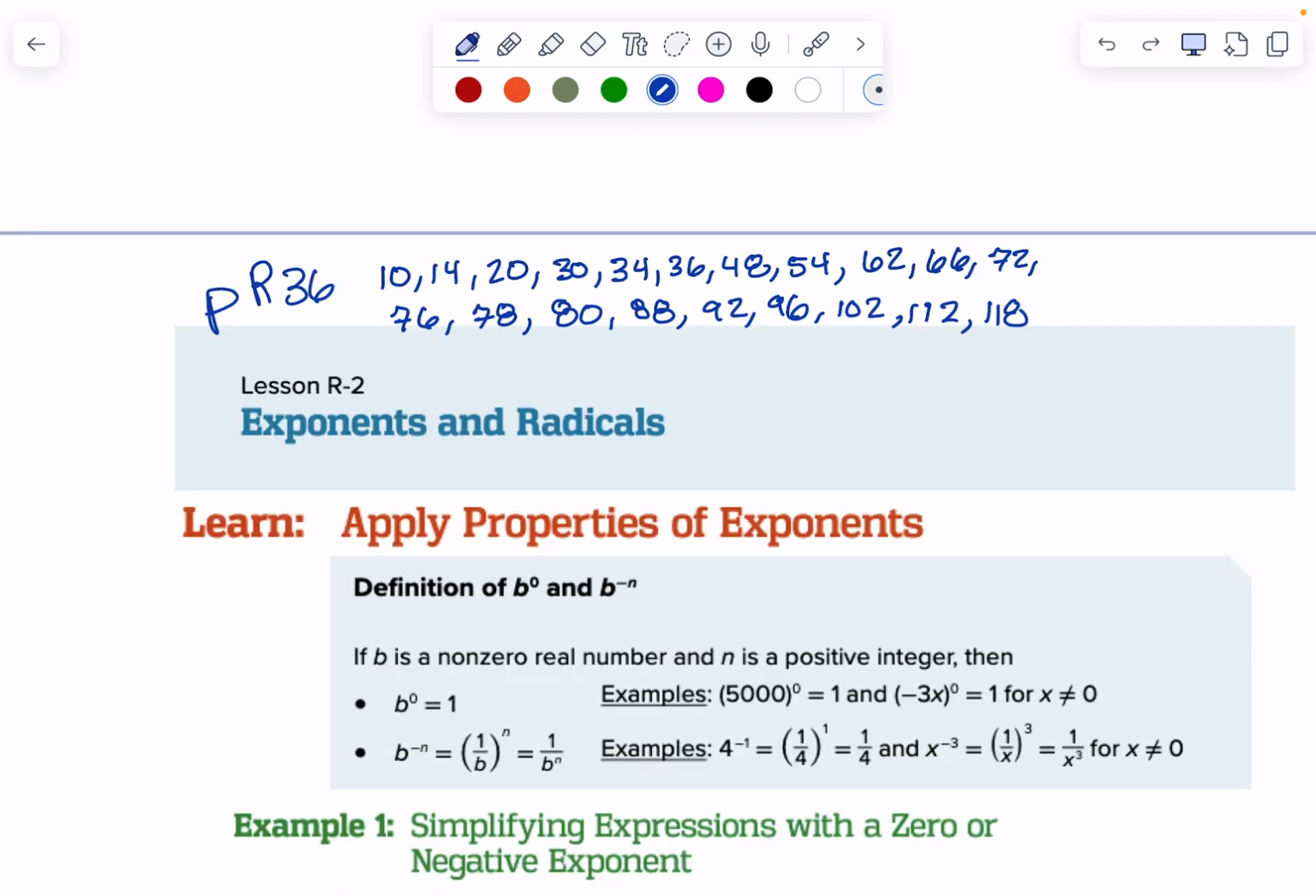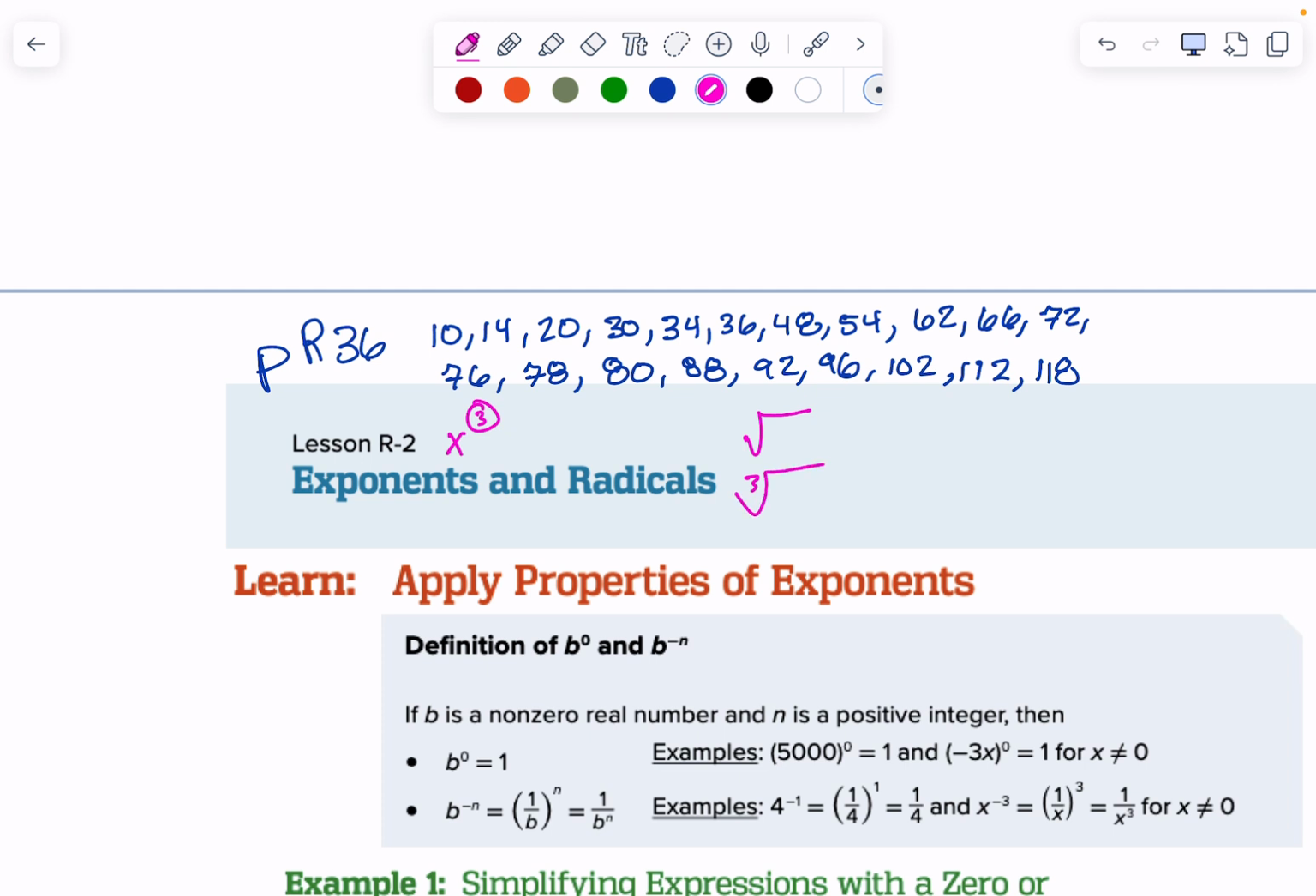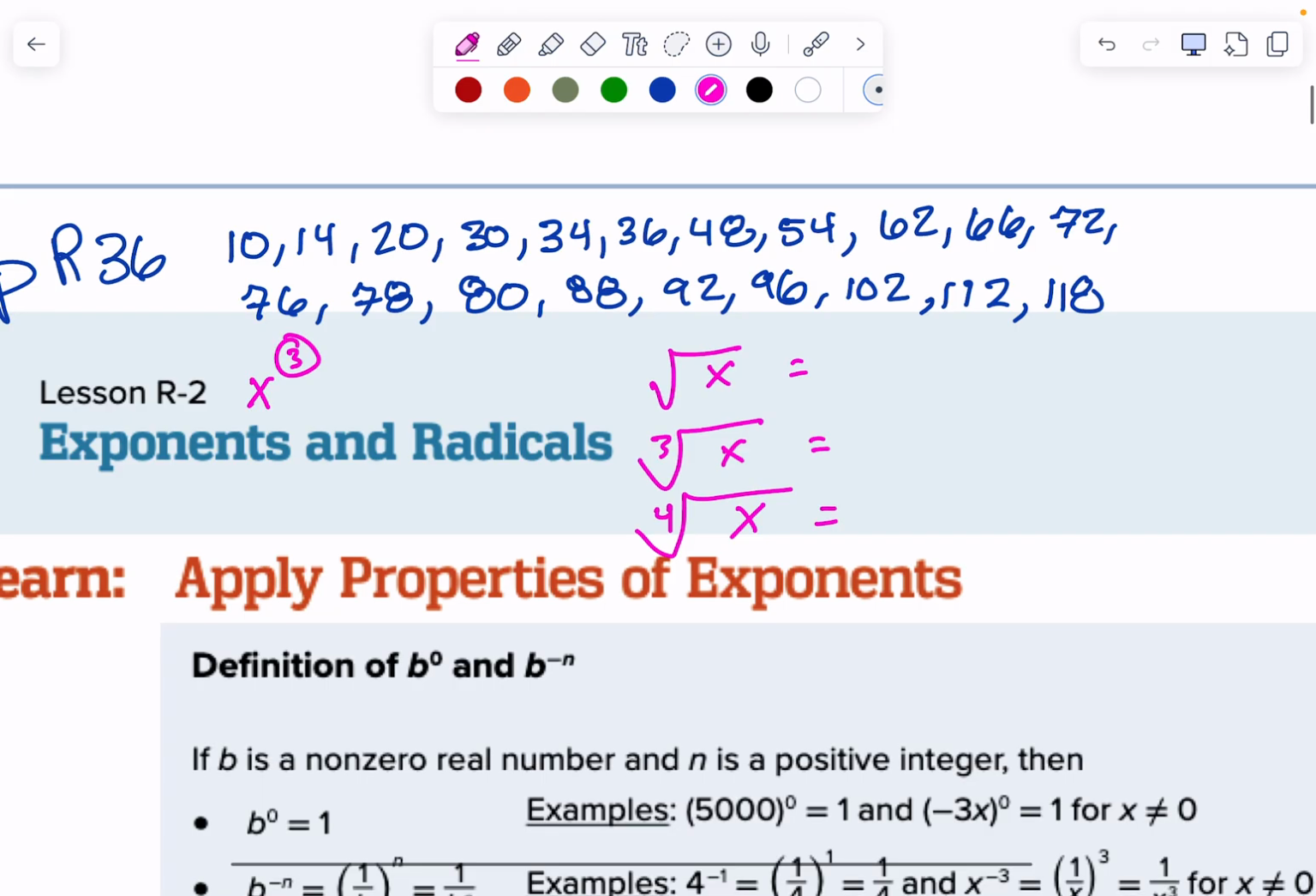Okay, are we ready? Did you get them all written down? Exponents and radicals. Do we know what an exponent is? Just kidding. An exponent is one of these right here, so like a 3. What is a radical? A square root or a cubic root or a fourth root. But how do they go back and forth? They're inverses, kind of, right?